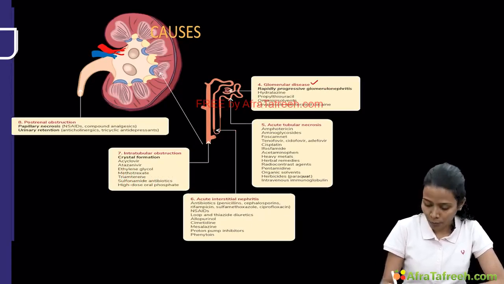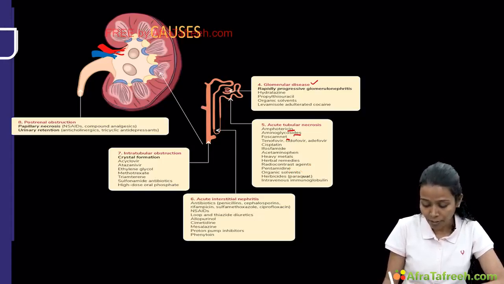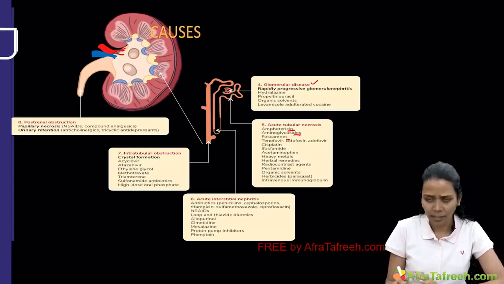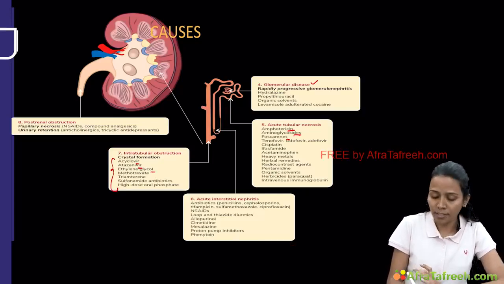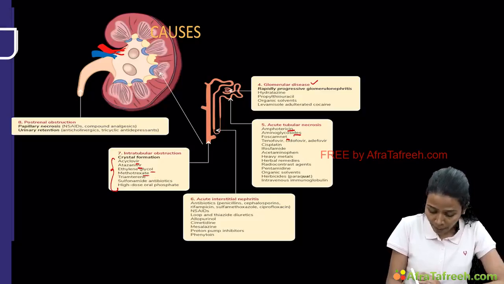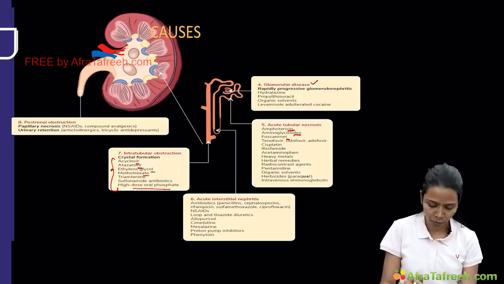Now, drugs causing acute tubular necrosis are amphotericin, aminoglycosides. See, I'm just reading through, you don't have to remember these things. Foscarnet, these are antivirals, tenofovir, cidofovir, adefovir, then cisplatin, ifosfamide, acetaminophen, heavy metals, herbal remedies, radiocontrast agents, pentamidine, organic solvents, IVIG. Don't have to remember, not important. Again, AIN, so many drugs cause AIN. This thing is important: crystal formation. You can remember acyclovir, atazanavir, ethylene glycol because oxalate crystals will deposit, methotrexate, triamterene, sulfonamide and high-dose oral phosphate. As we go through the chapter, it will be easy for you to remember this also.